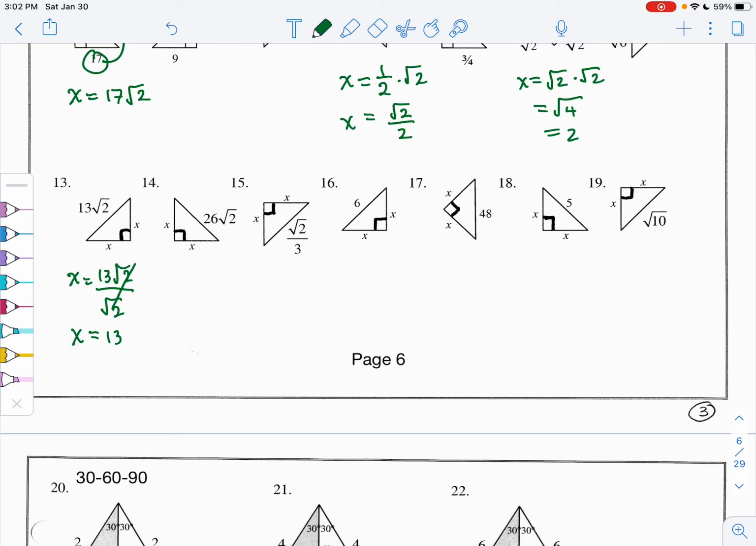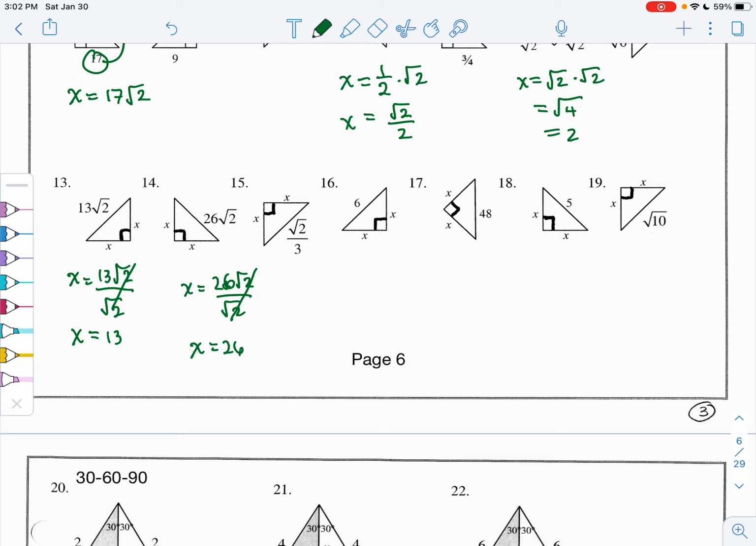And that should make sense, right? Going from the leg of 13, we can get 13 rad 2. Going from 13 rad 2, which is the hypotenuse, back to the leg, we're going to divide. Okay, so go ahead and try number 14. So good, you should have gotten x equals 26 rad 2 divided by, remember we're going from hypotenuse to leg, so we want to divide instead of multiply. So dividing by rad 2, that gets you x equals 26.